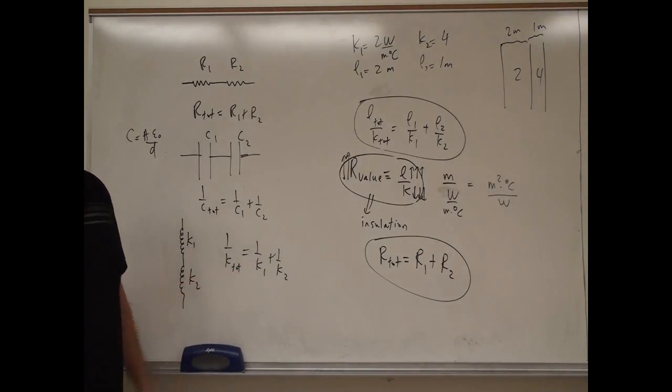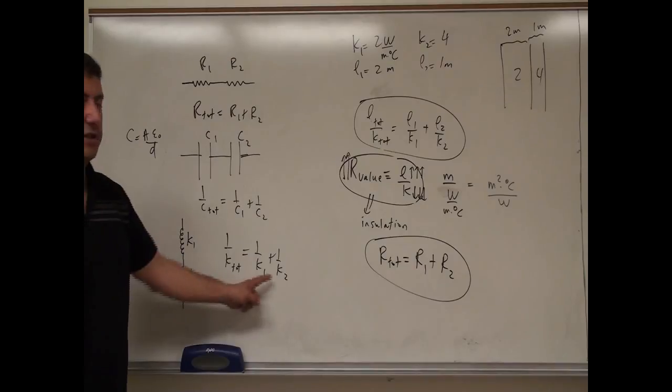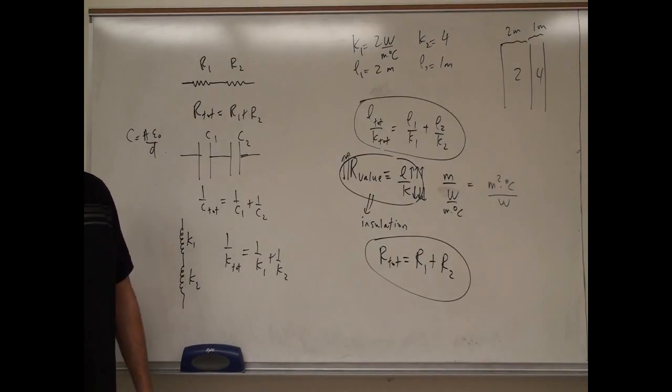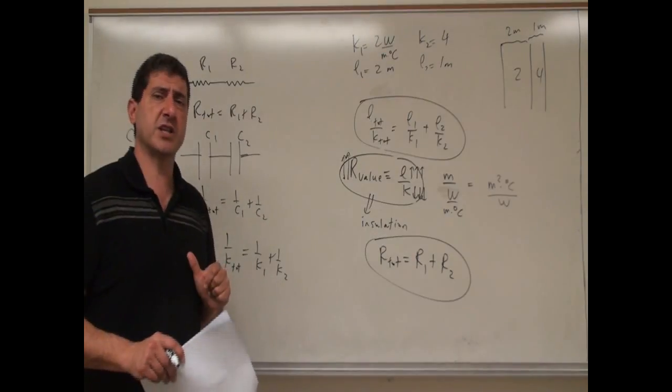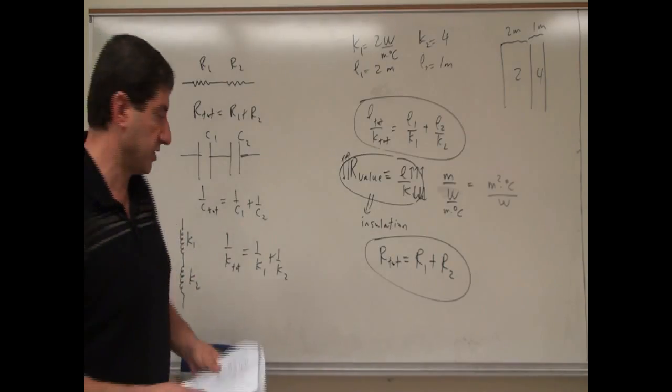You only need to know the spring constant of each spring, and then this will tell you what the total spring constant of the series is. Okay, now let's talk about how heat conductors add up in parallel.